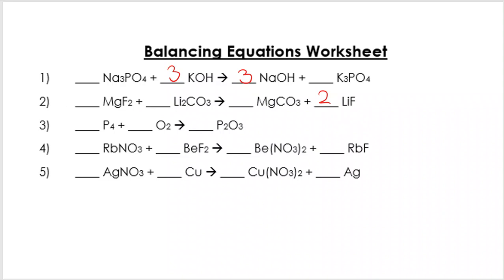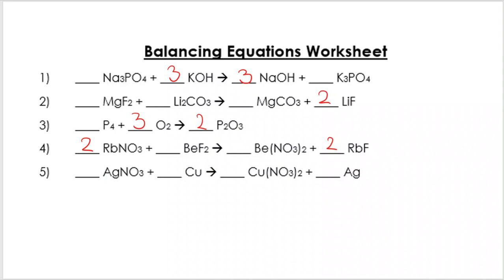On to the next one, P4 plus O2, so phosphorus plus oxygen, going to phosphorus oxide. Well, I'm going to start by balancing my phosphorus. I've got 4 here, I've got 2 here. I need 2 P2O3. But I've not finished because I've now got 6 oxygens on the right. I've only got 3 on the left, so I need 3 O2 there. And then we're going to move on. We're going to look at rubidium nitrate with beryllium fluoride. And the first thing I'm going to balance here is my fluorine, because I've got 2 here. I've now got 2 here. And from there, I can balance my rubidium. 2 on the right means I now need 2 on the left.